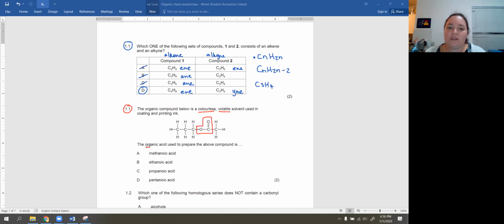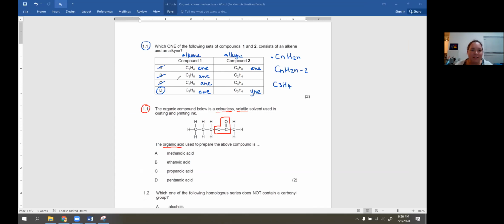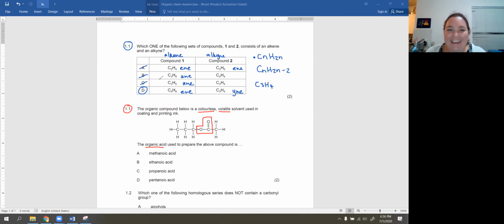So you're then asked, the organic acid used to prepare the above compound is, ladies and gentlemen, I'm pausing for just a second. This should not take you very long at all to figure out. Okay, I'm assuming most of you should already have the answer. Good, I can see a couple of you. I'm assuming the rest of you have already put up your hand. You must tell me if I'm racing you a little bit too much, but I think a lot of this is very straightforward for you.